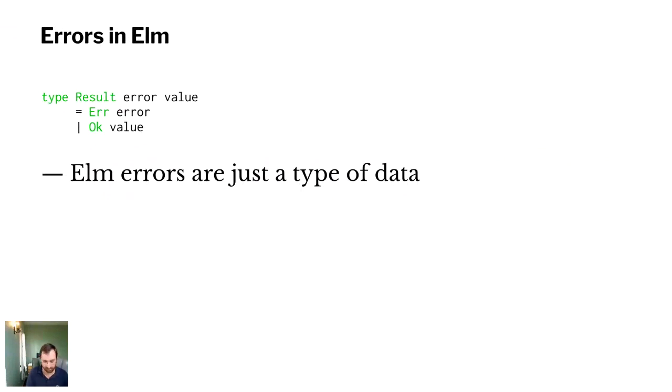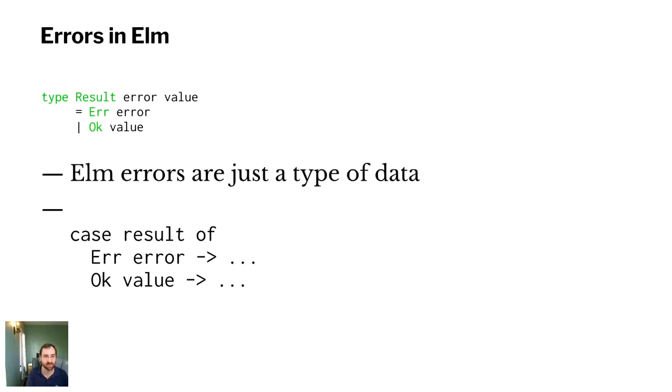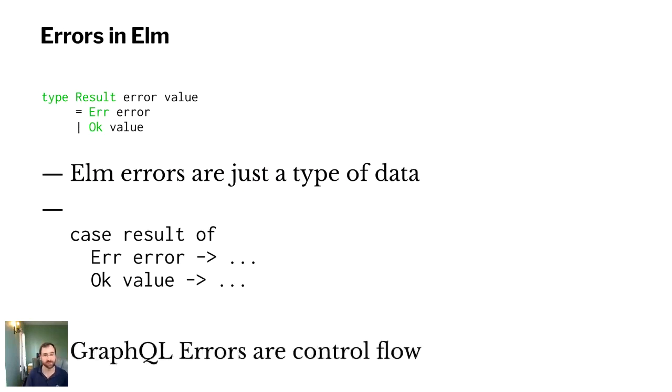It's just a type of error. You use it just like any other custom type in Elm. You can do a case statement to check what it was and do something with the value for each case. GraphQL errors, in contrast, are sort of a control flow mechanism. It's more like raising an exception in another language, where it puts you in a different mode and it's not just one little bit of data. It fundamentally changes the semantics of everything else around it.